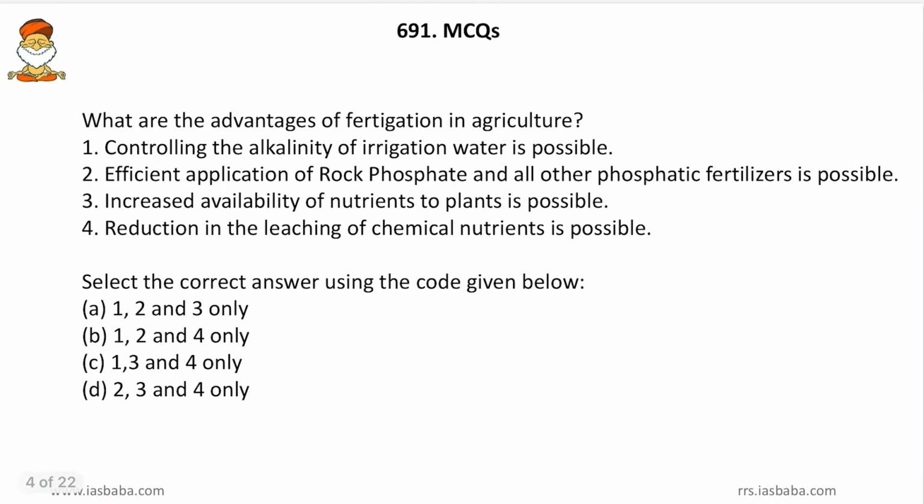What are the advantages of fertigation in agriculture? Friends, the word fertigation, even if you don't know, you can take a crude guess that it is something related to fertilizers. And then coming to options, controlling the alkalinity of irrigation water is possible. Yes friends, by applying fertilizers or any other things, controlling alkalinity is possible. Then efficient application of rock phosphate and all other phosphatic fertilizers is possible.